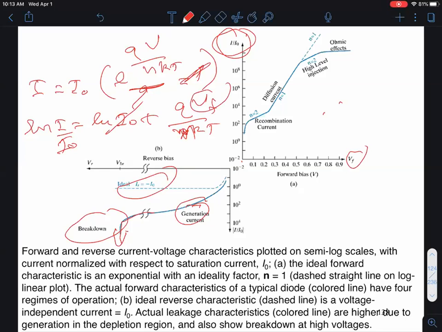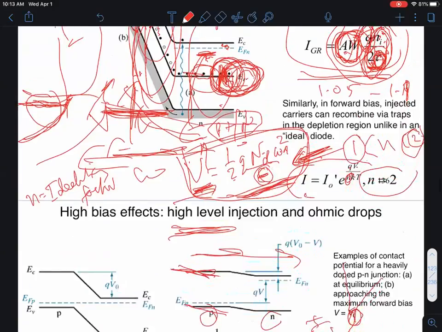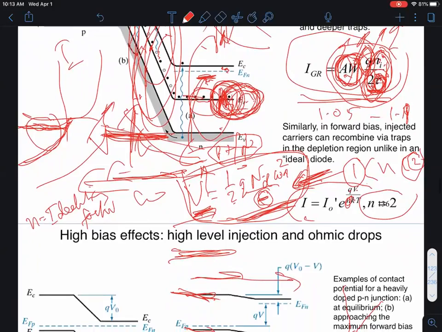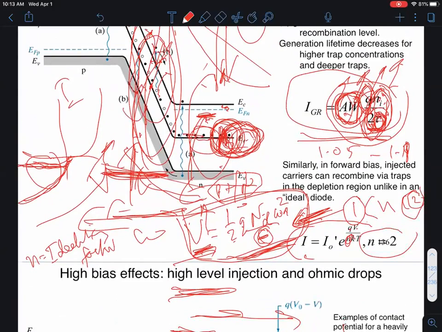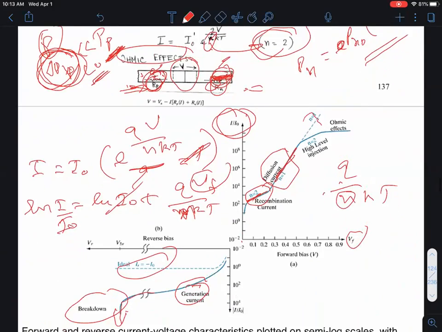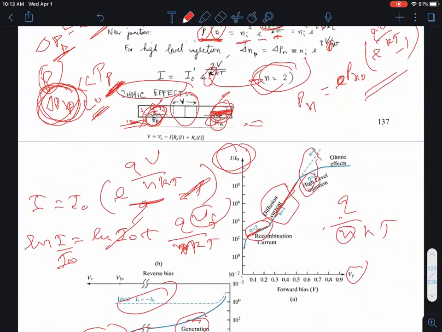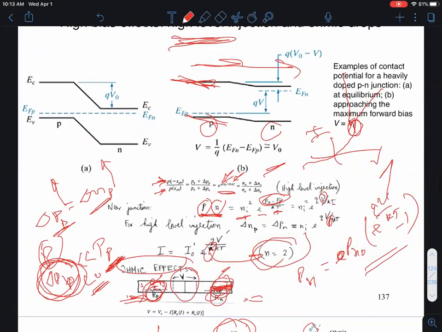If I plot it as a function of V, I should get a straight line with a slope of Q over N KT, right? Now what I find is, if it's an ideal diode, which is this regime, I get an ideality factor or slope of 1. But if I get low currents, I get an ideality factor N equal to 2, and that's the factor of 2 that I mentioned over here, right? Because of recombination in the depletion region. On the other hand, if I go to very, very high currents, I also get an ideality factor of 2. But this ideality factor of 2 is because of this high level injection condition over here.